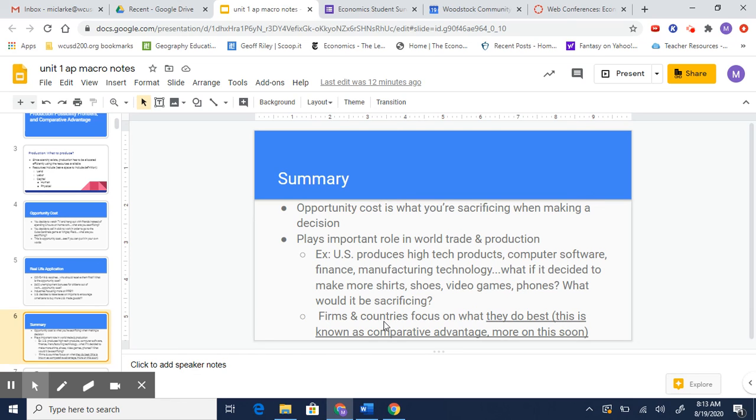So in summary, make sure you know what opportunity cost is for today. Maybe you could come up with some real world examples that I didn't list here. And then be prepared to start being able to graph this and quantify this when we meet as a class in our next class, okay?